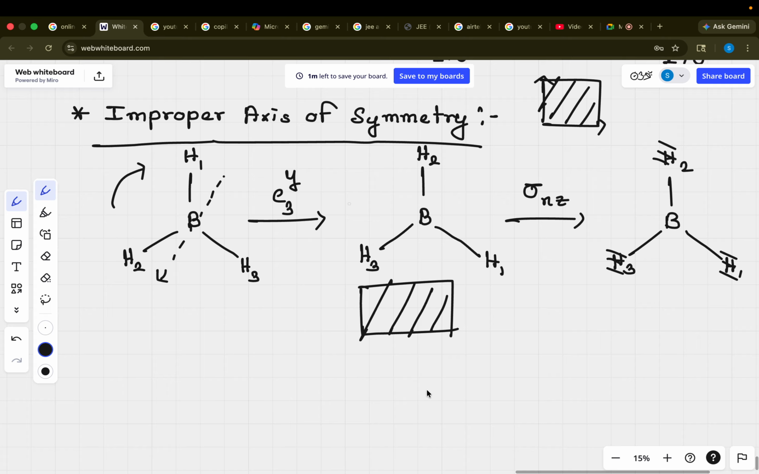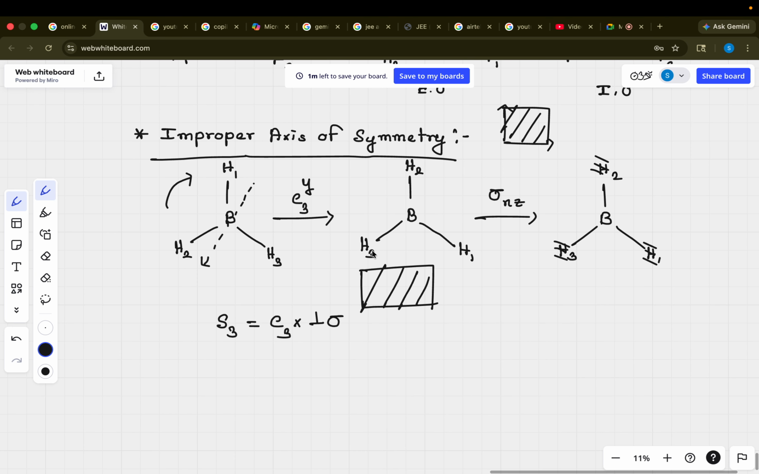Okay, so initially we are rotating the molecule by C3 axis, and that time they are interchanging their positions, and then I am taking the perpendicular plane of that. So basically you are getting an equivalent structure. So S3 means I am getting C3 first; initially you have to apply C3, then you have to operate the perpendicular plane with respect to that. Fine, clear. So I can say that C3 and sigma xz.